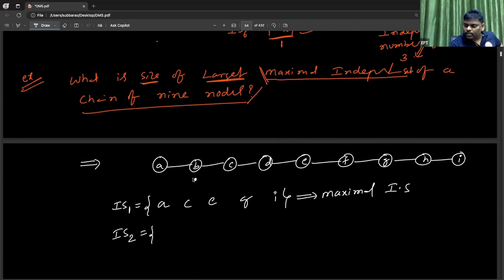If I take this B, 2 people are covered. If I take this E, 2 people covered. If I take this H, 2 people covered. So let me write my opinion. I will take B, I will take E, I will take H. Can you see, is it an independent set?